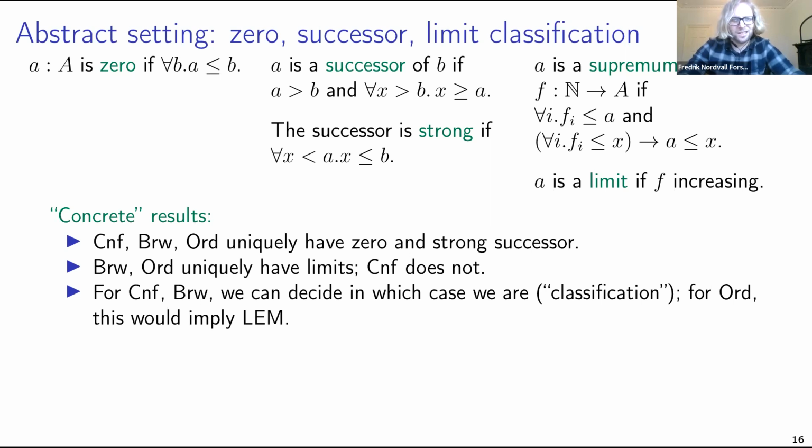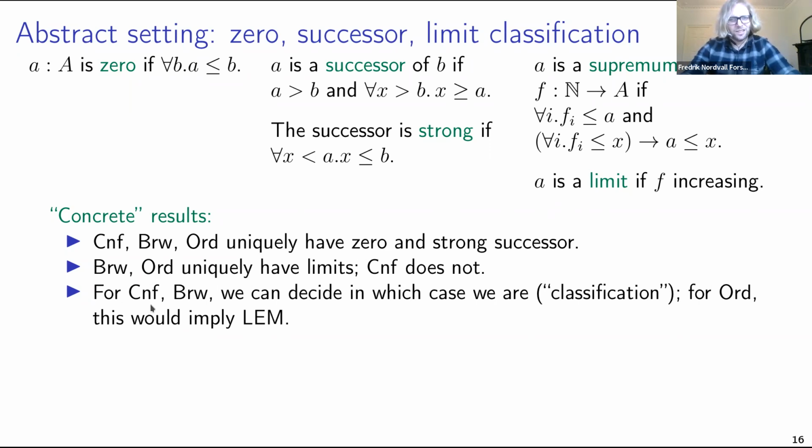And then you can look at these notions, so you can see what happens for the different notions of ordinals that we have. They all have 0 and strong successors, and these are unique, so there can be at most one 0 and strong successor for all of these ordinals. And like I said before, Cantor normal forms cannot compute limits, right? So it's just not the case that we have them. There is a limit for every f for Brouwer trees, but this is by definition. And like I said, for HoTT book ordinals, this works as long as the sequence is increasing. So that's why we have this definition here.